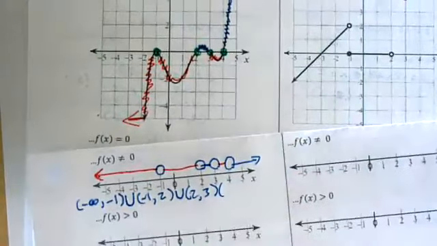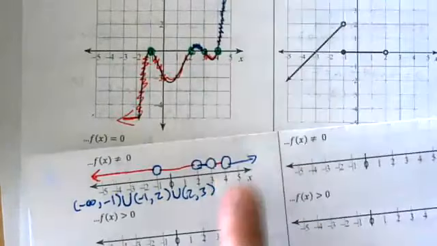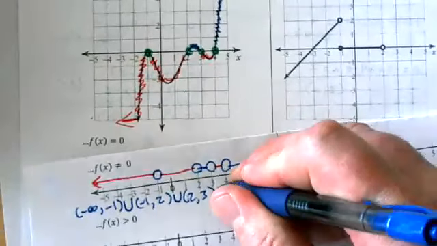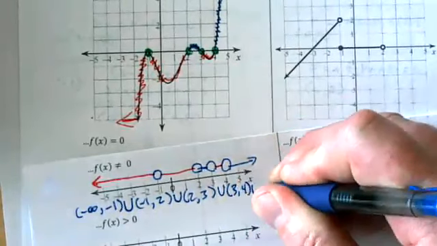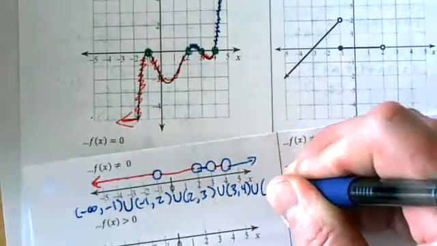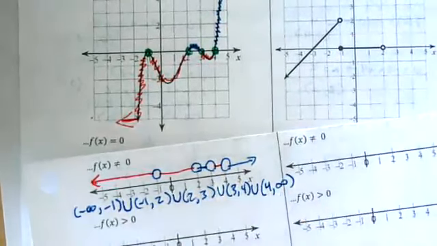Oops, I forgot my U. There's my correction. Running out of space. You don't like the U? I'm sorry. Do you like the other one?